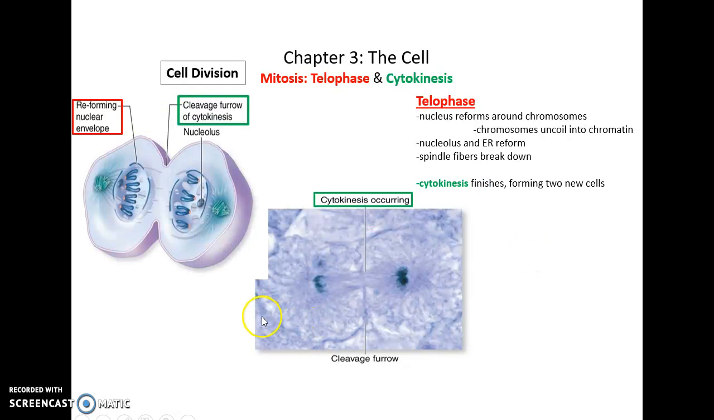Then there's telophase. During telophase, the chromosomes arrive at the opposite ends. The nucleus begins to reform. The chromosomes start to relax and return to chromatin state. All the structures that went away start to redevelop. And cytokinesis will complete, giving us two new sister cells.